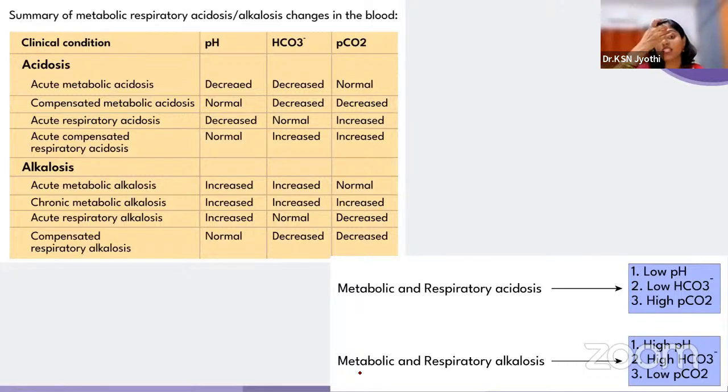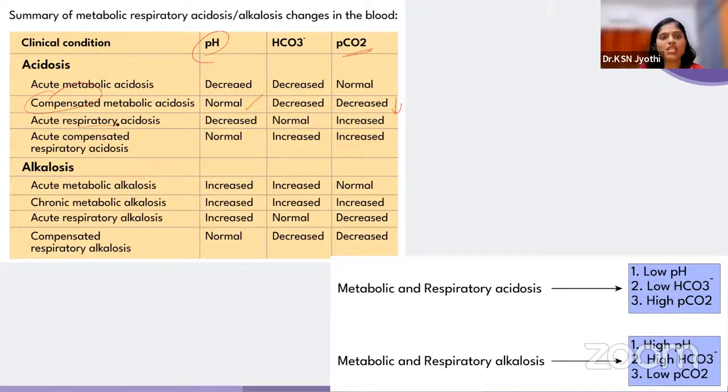So this is the summary that you can see of what happens in your clinical conditions of acidosis. When you have acute metabolic acidosis, you will see that the pH is decreased. Bicarbonate ions decreased, but carbon dioxide levels are normal. So in compensation, what are we trying to do? We are trying to bring back the pH to normal by decreasing the carbon dioxide concentration.